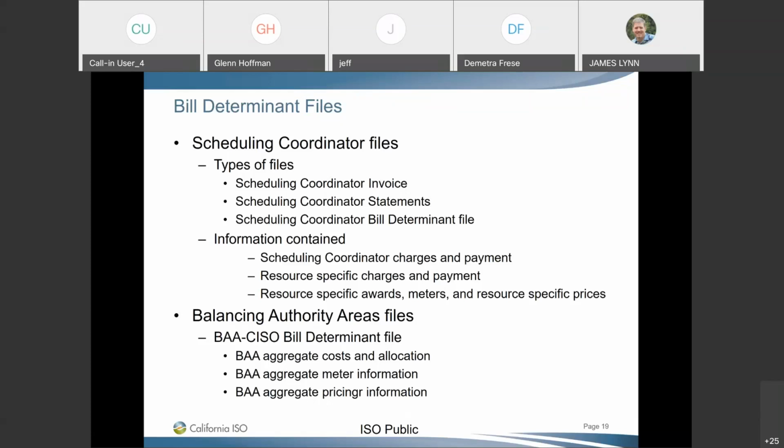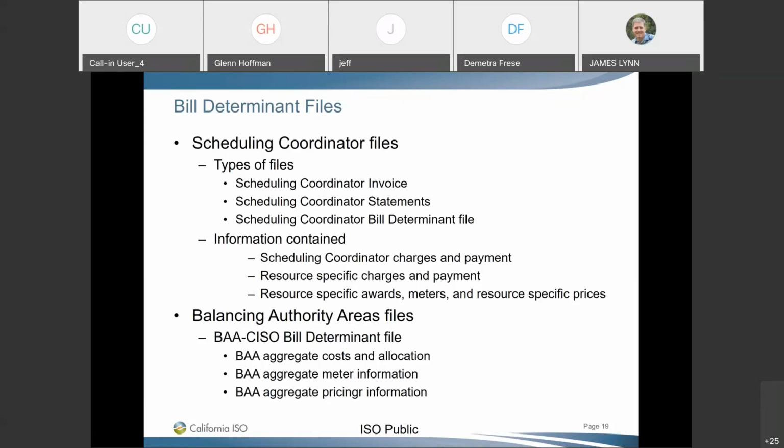WAPA is going to have their generation information in this file that's only WAPA. That way WAPA can see all of its resources, but they won't see everybody else's resources. And they will see what their resources' awards were, what the meter values that we received were, what the UIE calculated for it, what the IIE was. All of that is going to be within that scheduling coordinator bill determinant file.